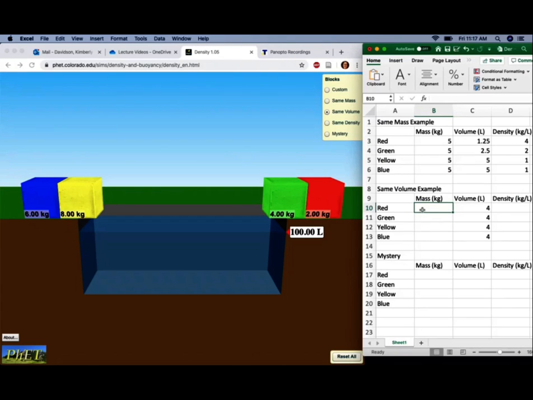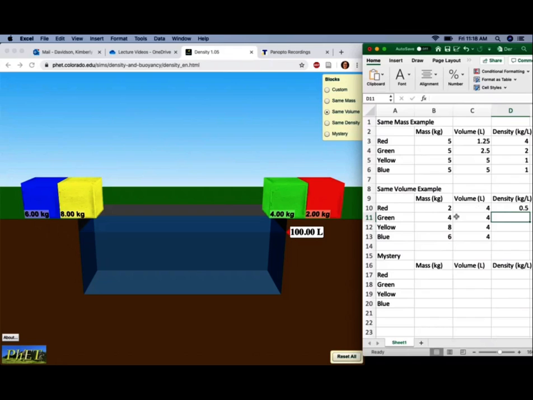The mass of the red cube is 2 kilograms. The mass of the green cube is 4 kilograms. The mass of the yellow cube is 8 kilograms, and the mass of the blue cube is 6 kilograms. Now let's calculate the density of the red cube. That's mass divided by volume, and we get a density of 0.5 kilograms per liter.